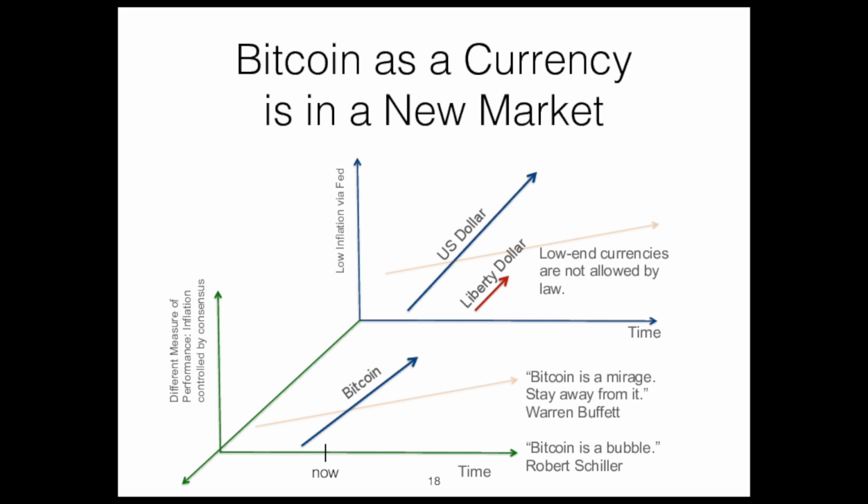Warren Buffett and Robert Shiller are happy to let it be off in a separate plane of existence. I don't think that they see it as a threat, according to these quotes. And so the people that are using it are interested in different metrics of performance. For example, at least some people are interested in Bitcoin because the inflation rate is controlled by consensus or by algorithm rather than by the Federal Reserve.